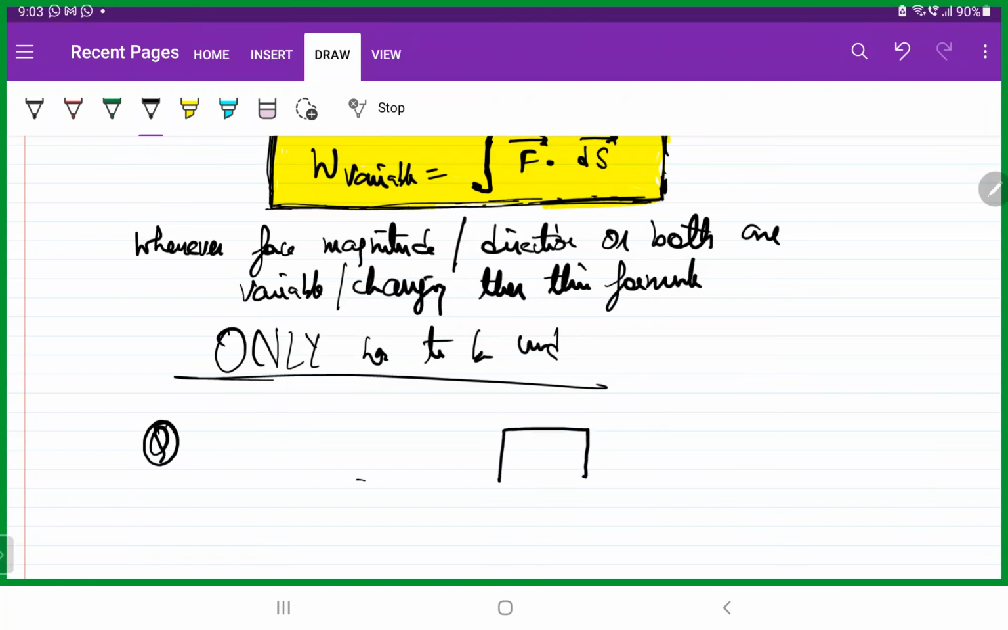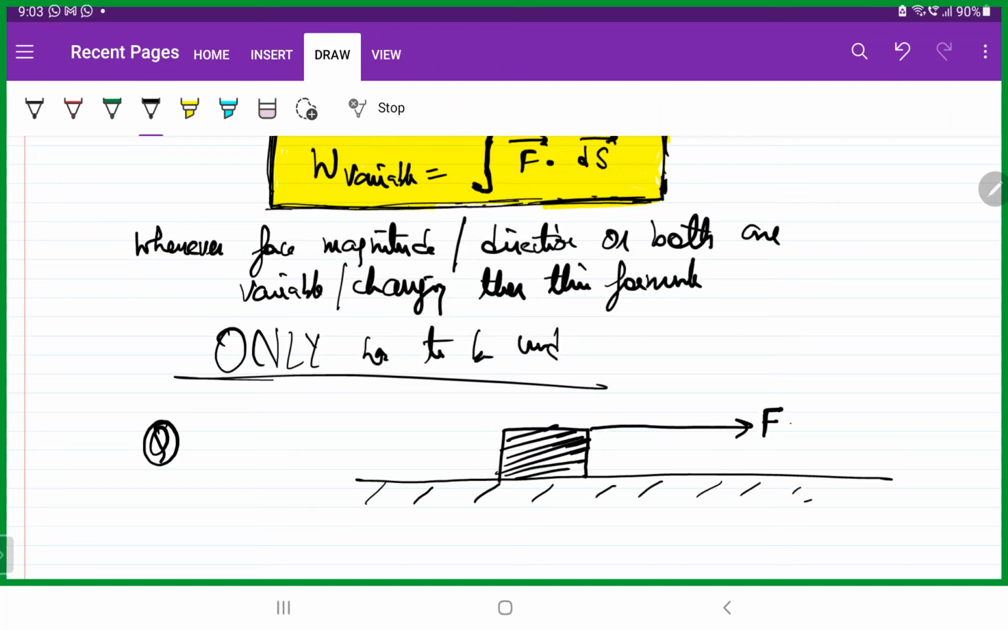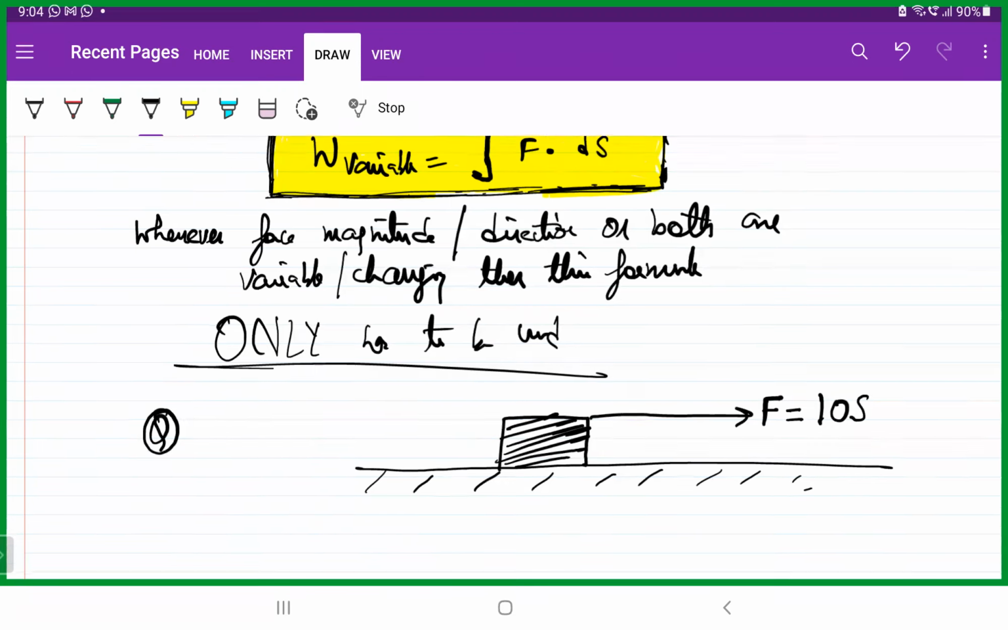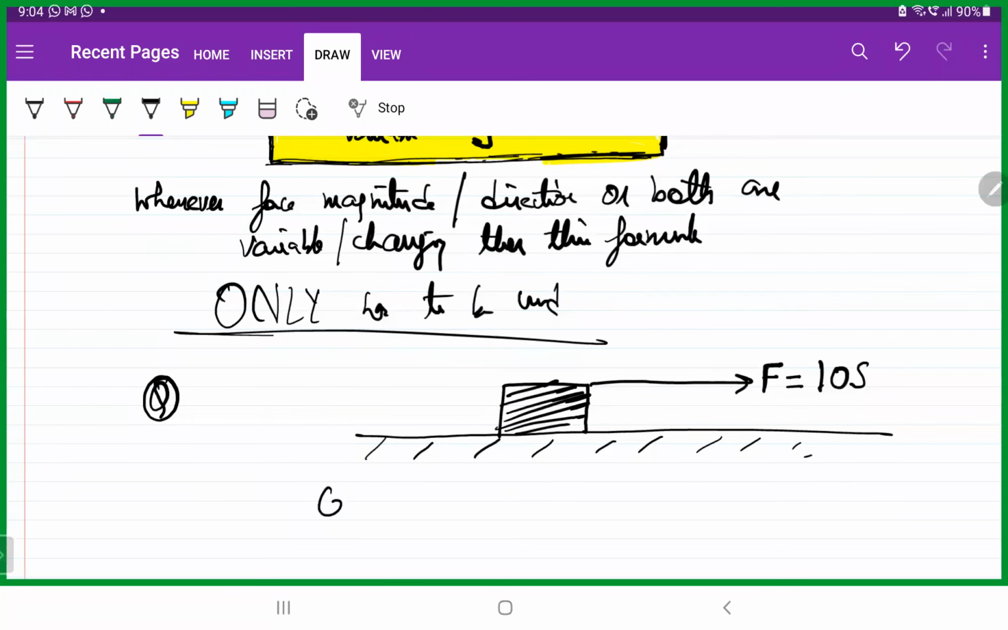Suppose there is a box. And we are saying there is a variable force of 10 times displacement, 10s. Means every time when s is 1 meter, force is 10 Newton. When s is 2 meter, force is 20 Newton. When s is 3 meter, force is 30 Newton. So force is a variable force, even if direction is same. Right? Calculate work done by this force.